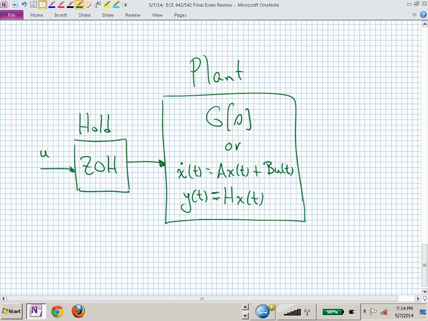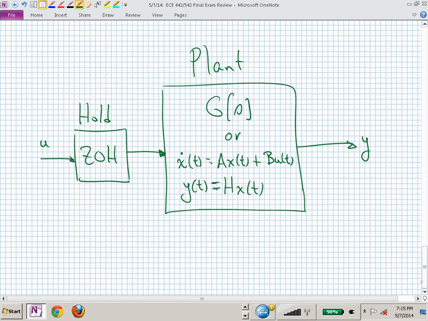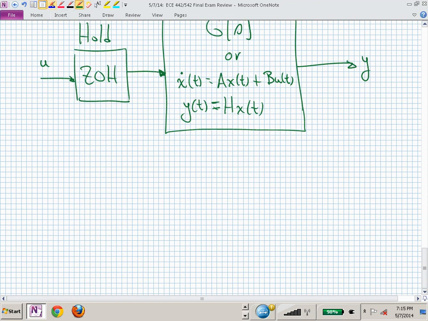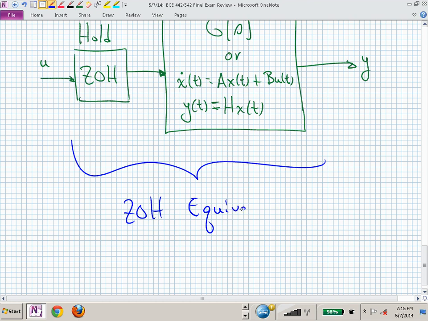Then maybe you change it to 1.9, and then it holds 1.9. You have a hold so that now going into this plant is a continuous time waveform. If this is what you have that you are trying to find a discrete equivalent for, then this is what you use: the zero order hold equivalent, which is going to produce a G of Z.